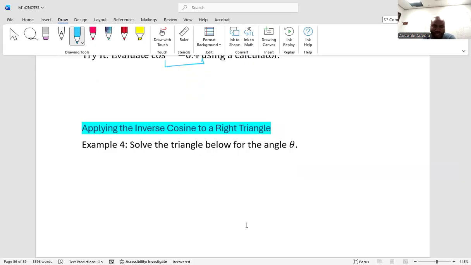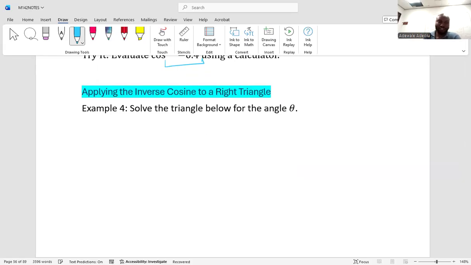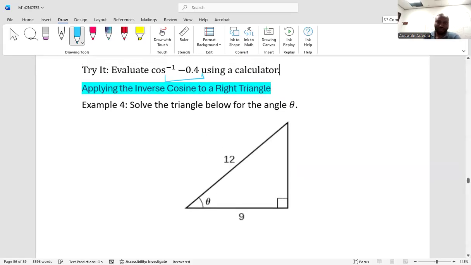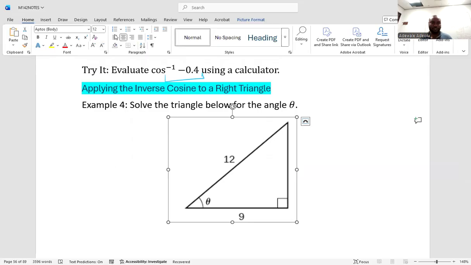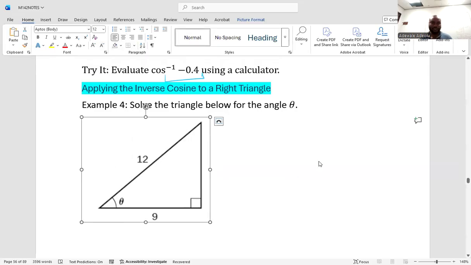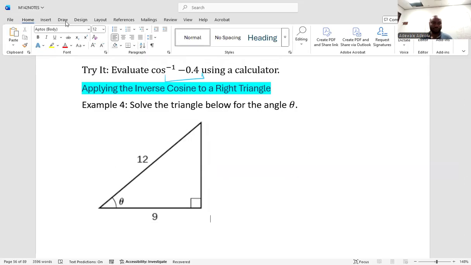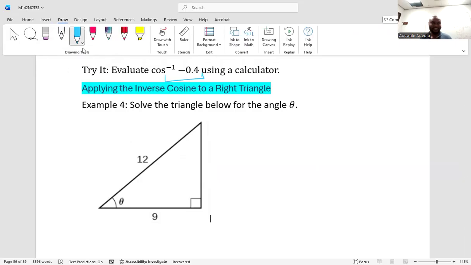Applying the inverse cosine to a right triangle. Now let us make use of our new knowledge in solving real world problems. Let me move this sideways. Okay, now, look at this. Solve the triangle below for the angle theta.